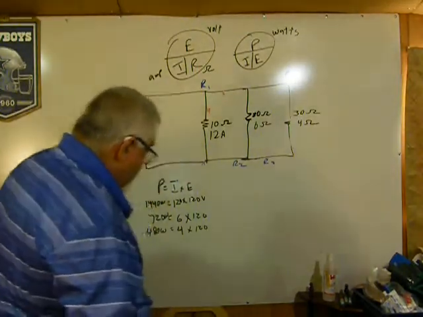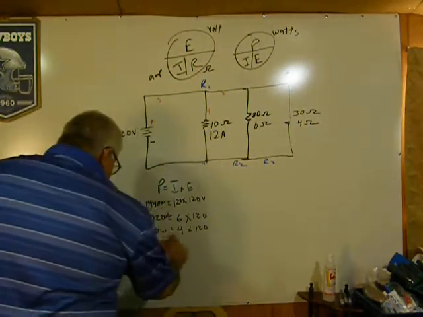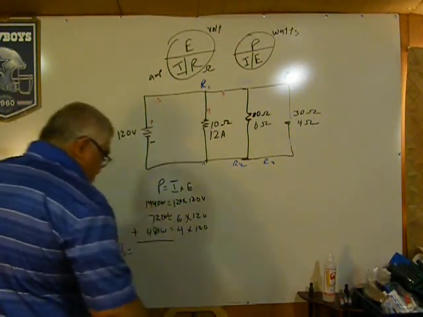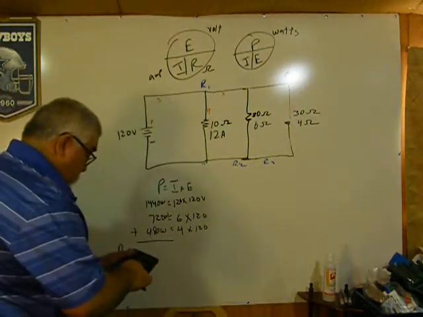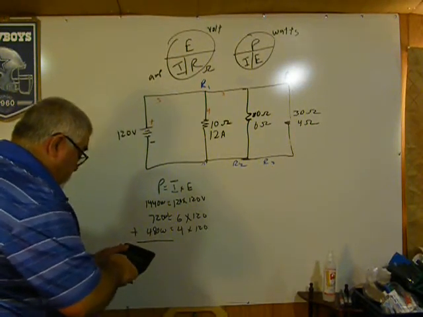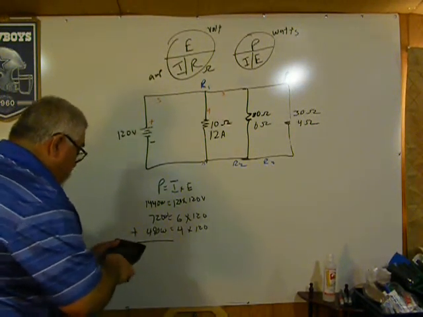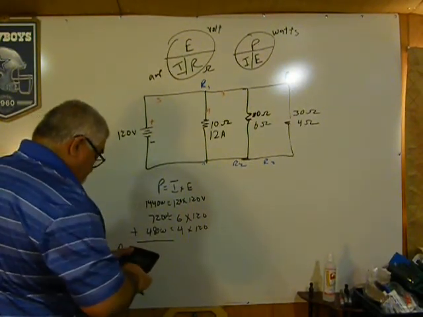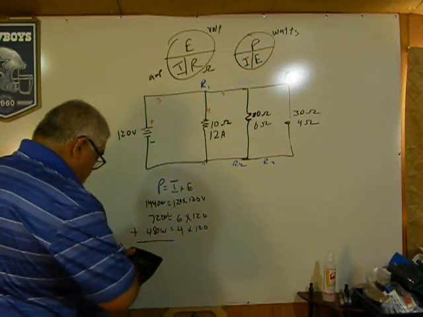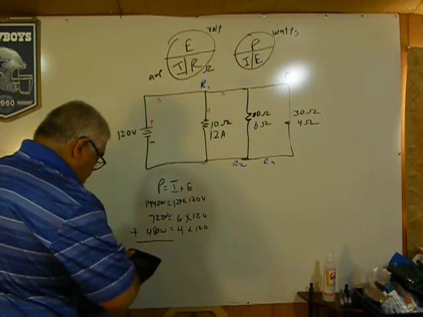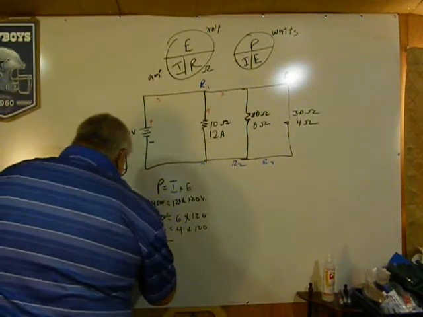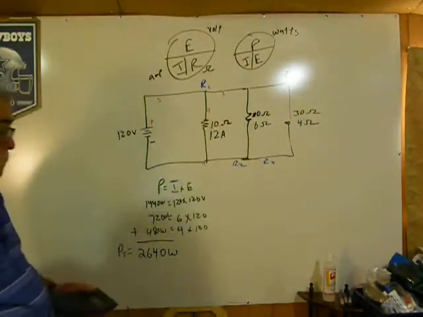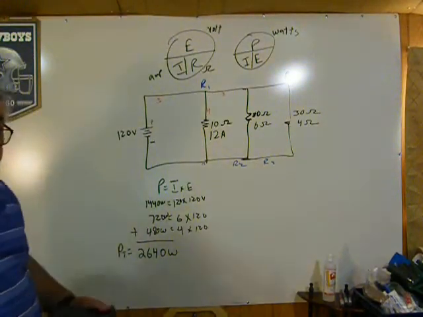If I wanted P total, it's a sum of all. So 720 plus 480 plus 1440 equals 2,640 watts. Is this correct? We can check it.